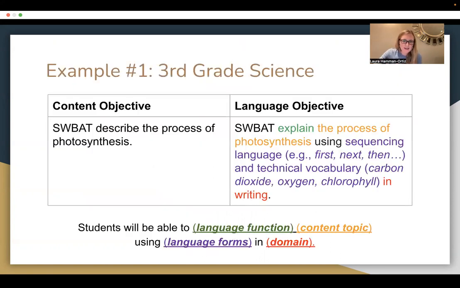So I decided after creating this list that the most important for me would be that sequencing language and also the technical vocabulary. And so my language objective ended up being students will be able to explain the process of photosynthesis using sequencing language such as first, next, then, and technical vocabulary like carbon dioxide, oxygen, and chlorophyll in writing. So you can see all of those different components from the language objective template and organized there.